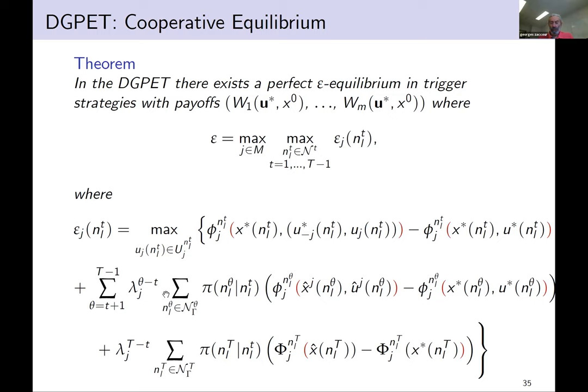However, in the long term, what is going to happen is that the other players are going to implement their punishing strategy. So from this node NLT onward, what you will be getting as player J is the payoff corresponding to the continuation of the game in non-cooperative manner while the other players are implementing their punishing strategy. And you have to compare it to what you would have obtained by continuing cooperation. And this is for all nodes succeeding this one particular one and in terminal node. So this is the gain that player J can get by deviating from cooperation at this particular node.